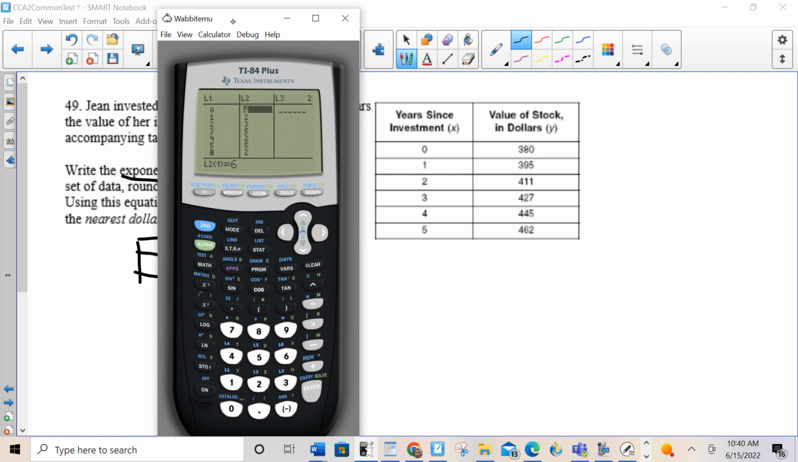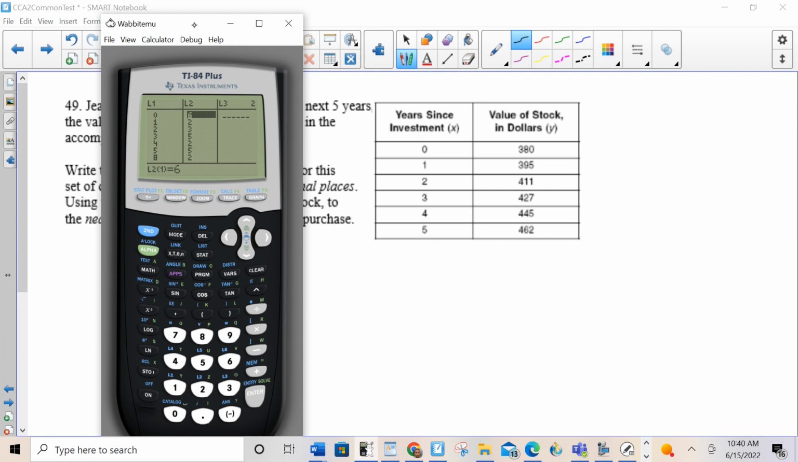Stat edit. Clear whatever's in there. 0, 1, 2, 3, 4, 5. 380, 395, 411, 427, 445, 462.